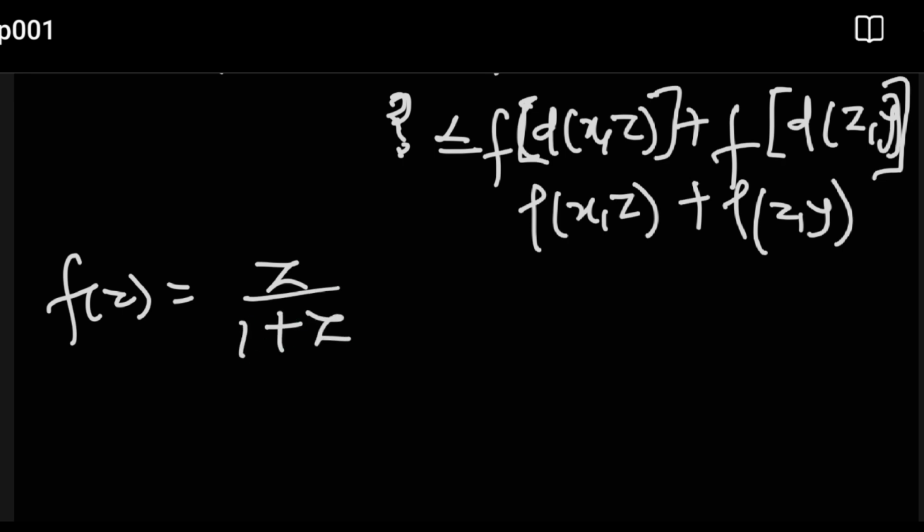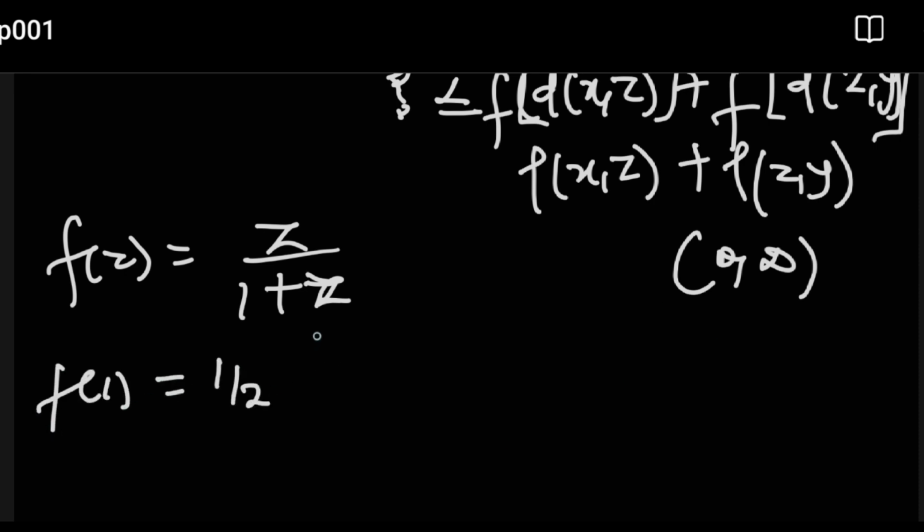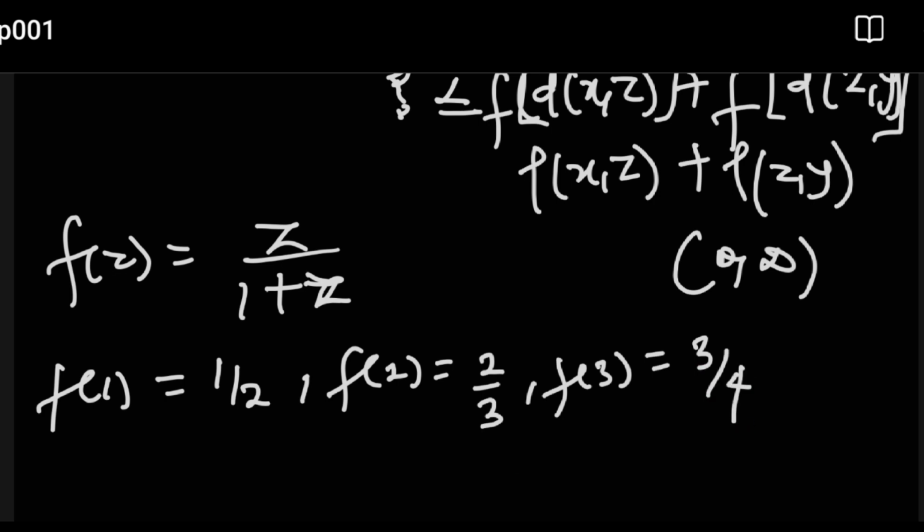So when we say f is increasing, you have f of z to be z over 1 plus z. So you can do this in two ways, I think. You check if this function is increasing, and we said it is on 0 to infinity, so z is not equal to 0, right? So let's say f1, this is 1 over 2, f2, this is 2 over 3, f3, this is 3 over 4. You can see that f3 is greater than f2, f2 is greater than f1, so that shows f is increasing.